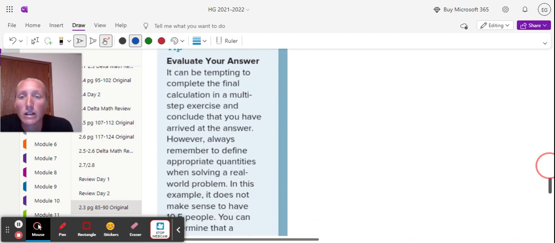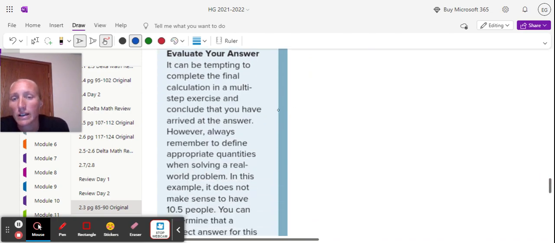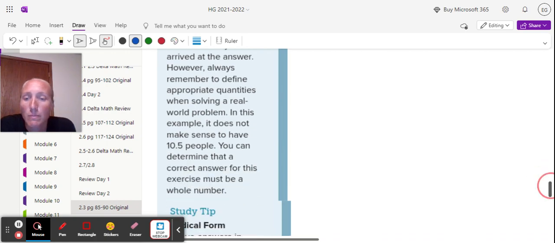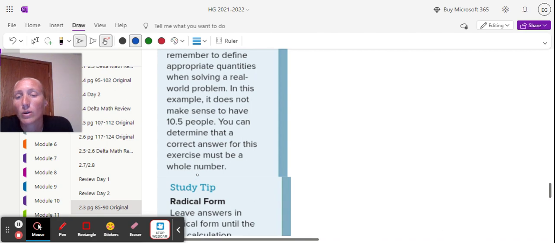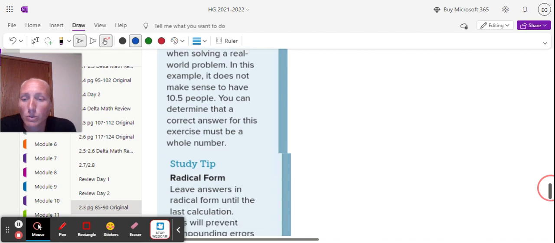Okay, evaluating your answers. It can be tempting to complete a final calculation in a multi-step exercise and assume that you have your answer, but you don't always have it. So just be very careful. Always remember to define appropriate quantities when solving a real world problem. In this example, it does not make sense to have 10.5 people, so this was a different example, but make sure you pay attention to those kinds of things and to whether you should have a whole number, a rounded solution, or just if your problem in general makes sense based on what you have.